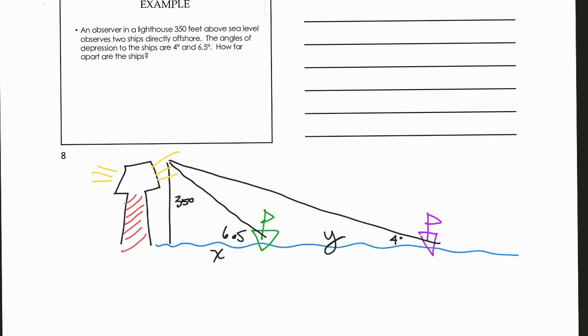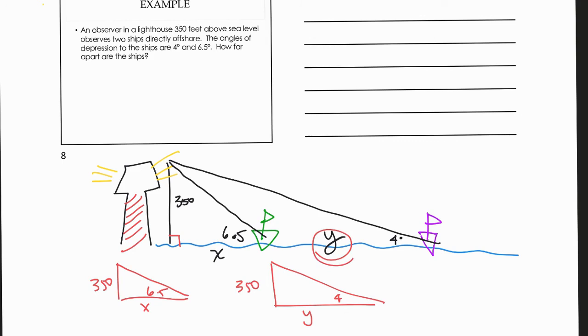Now, there are two completely separate right triangles here. One of them looks like this, where this is 350, this is X, and this is 6.5. And the other one is this, and Y, and 4. I need to make sure you recognize that this Y is from the lighthouse all the way to the purple boat. Because we'll be able to figure out the distance between them if we figure out what Y and X are and then do Y minus X.